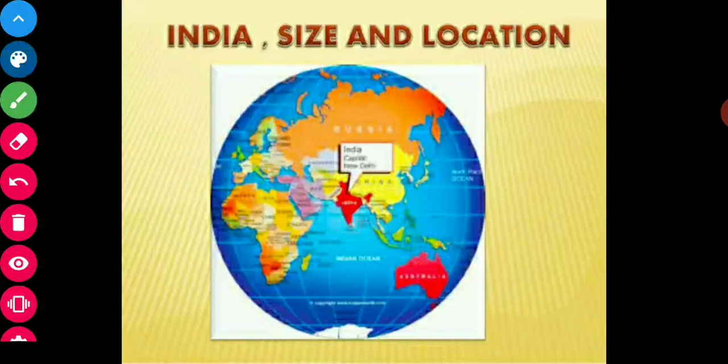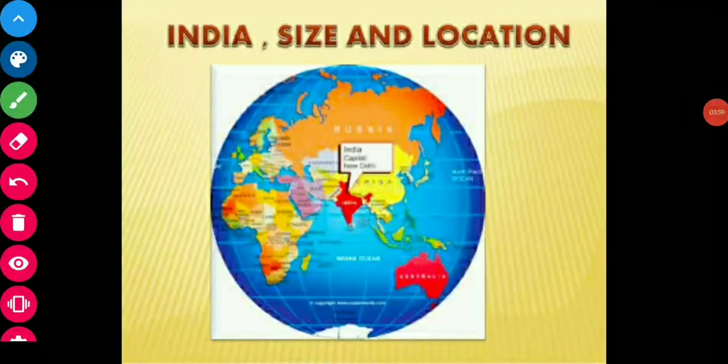From south to north, the mainland of India extends between 8 degree 4 north and 37 degree 6 north latitudes. From west to east, India extends between 68 degree 7 east and 97 degree 25 east longitude.